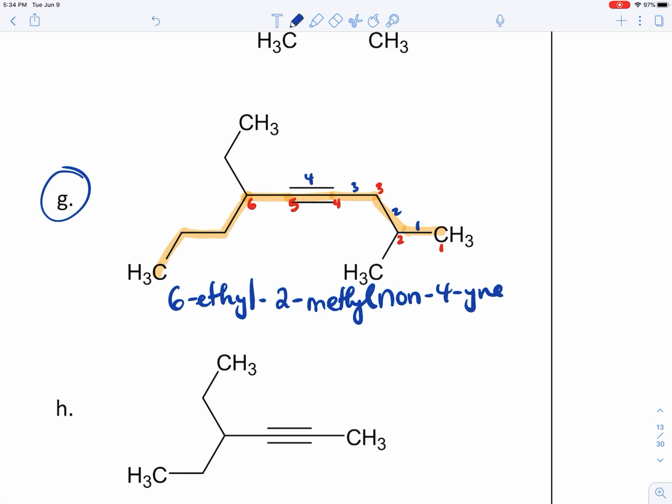The chemical formula, nonyne has 9 carbons, plus a methyl is 10 carbons, plus an ethyl is 12 carbons, so C12. And then the H's would be 2n minus 2, so 2 times 12 is 24. Take away 2, C12H22.